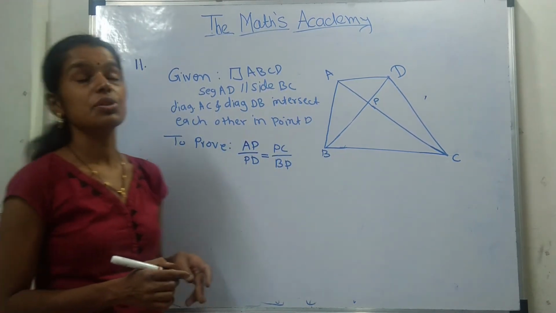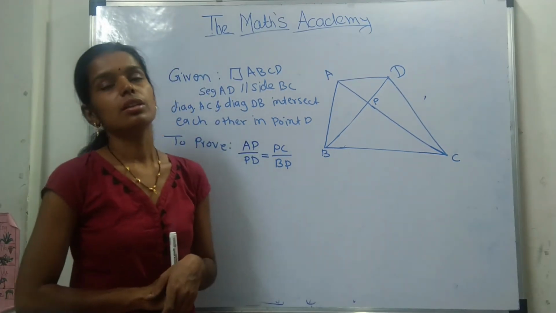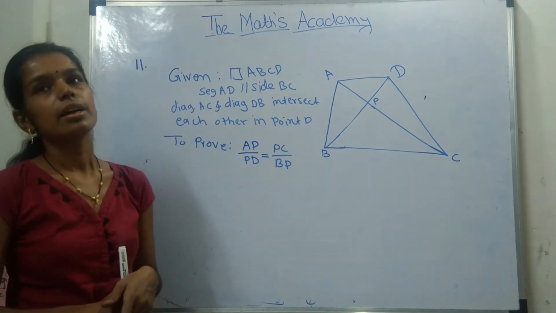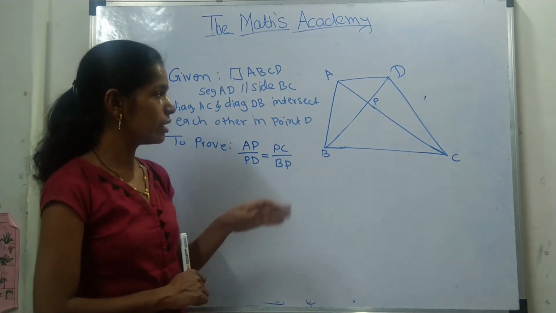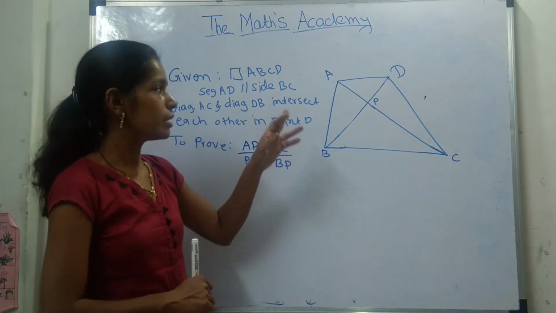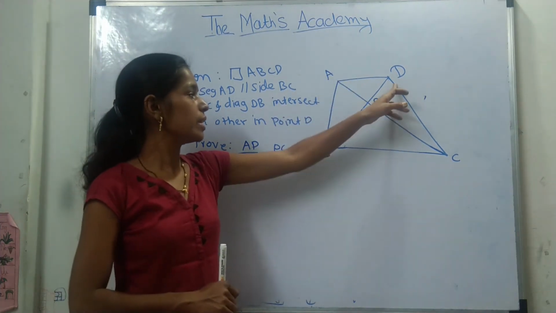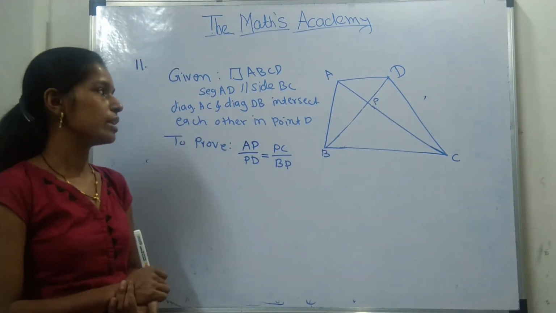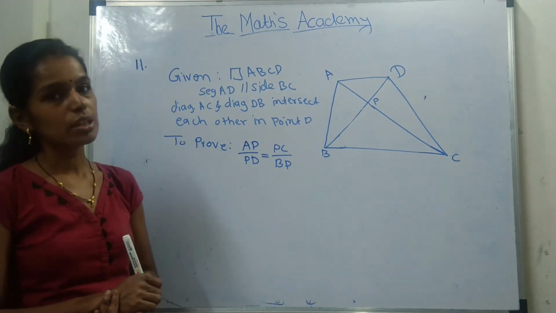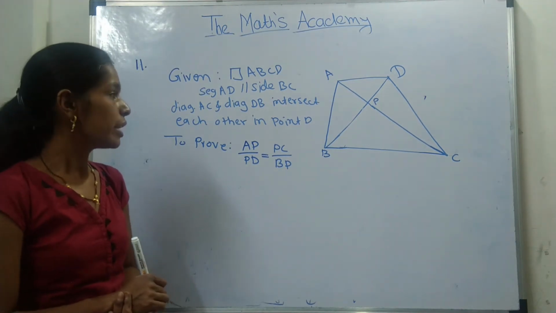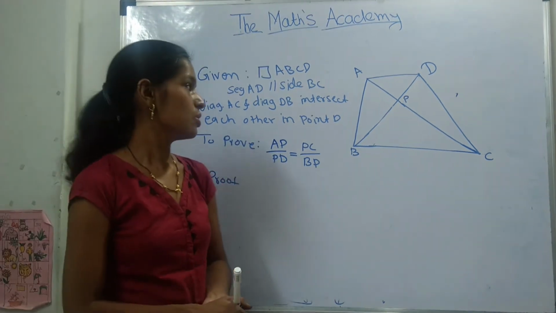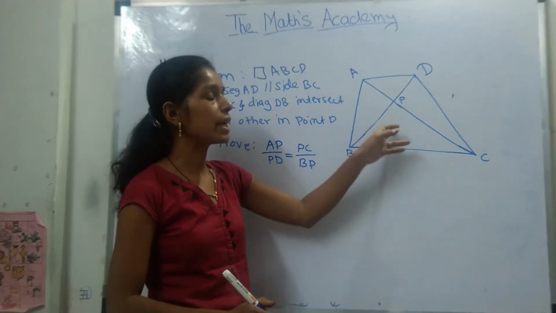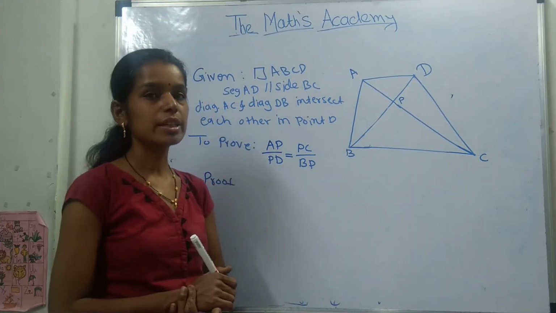Now for proving this result, we use the test of similarity. The three different tests we have learned: AA test, SAS test, and SSS test of similarity. Among these, any one of the tests we can apply to prove that triangle APD is similar to triangle PBC. If the triangles are similar, then the ratio of their corresponding sides will be equal. So let's go towards the proof.